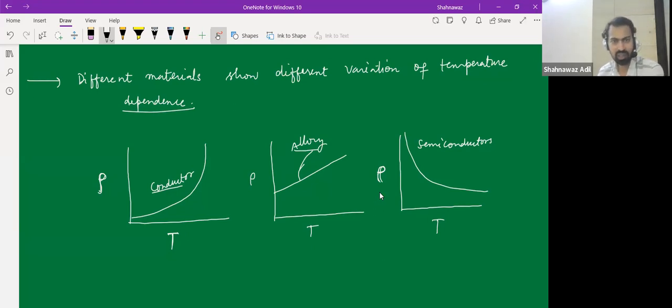And you can also think this way: if you have a conductor, it will have good conductivity, right? And if you have an insulator or a semiconductor, it will have a high resistivity. So that is the only difference. Okay.